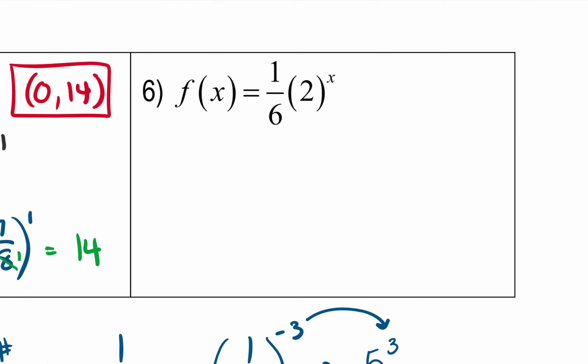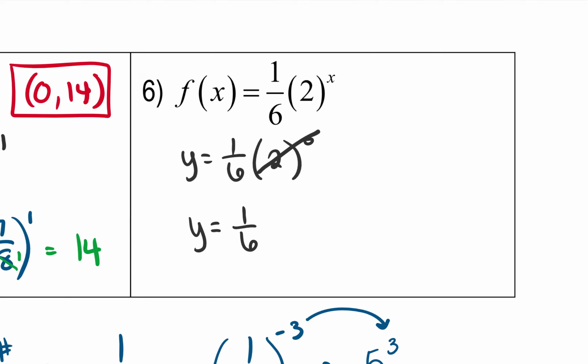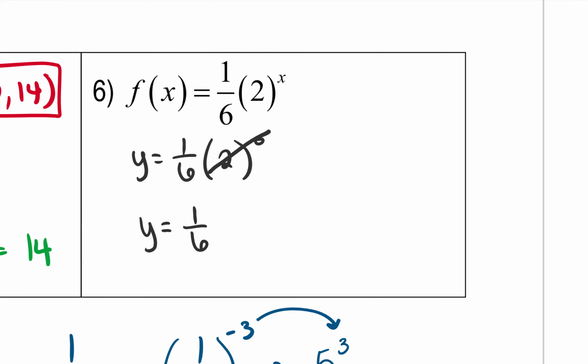Alright, last one. Same thing, change x to 0. So I change x to 0. Now, I don't have anything else, it's just 0, so I can get rid of that. And whatever's left, I have nothing else to do, so that is my y for my point. So my answer would be 0, 1/6.